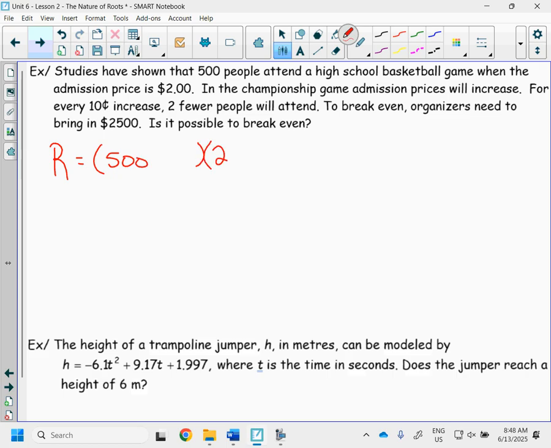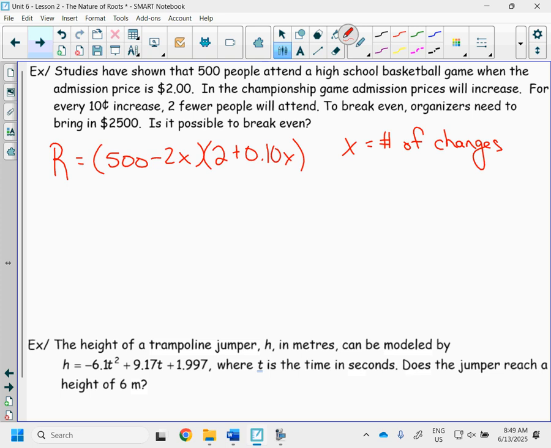But we're going to increase our prices. For every 10-cent increase, so every time we go up 10 cents, we lose 2 people. And again, we don't know how many times we do this, so x is always the number of changes. Okay, what do they want us to figure out?